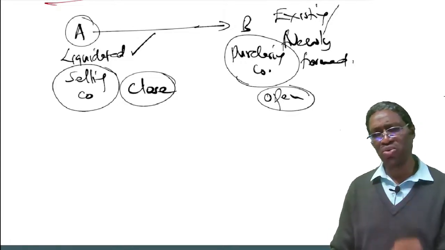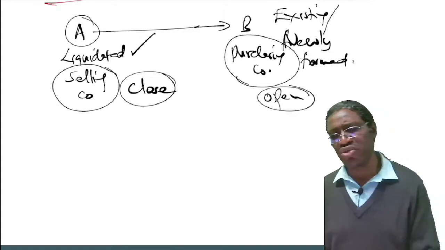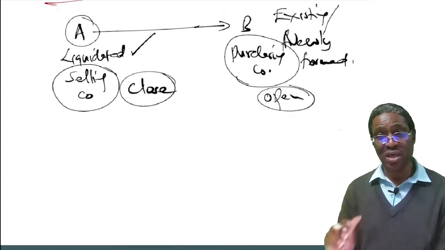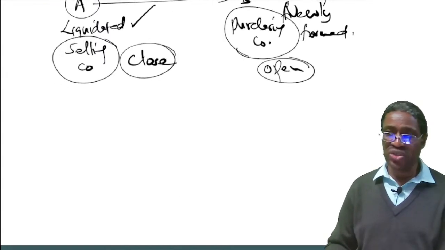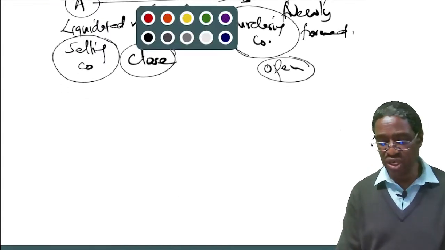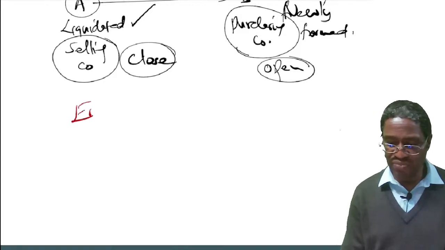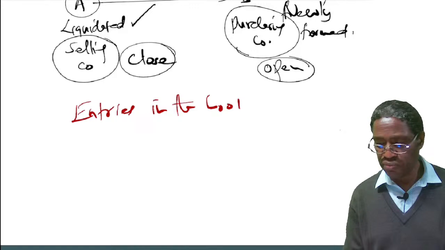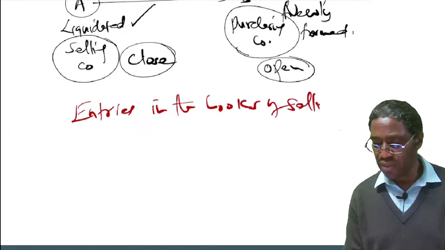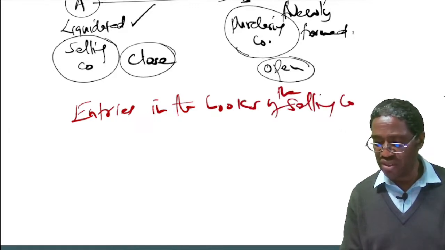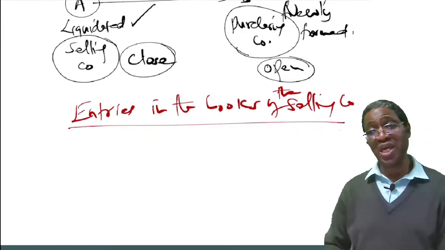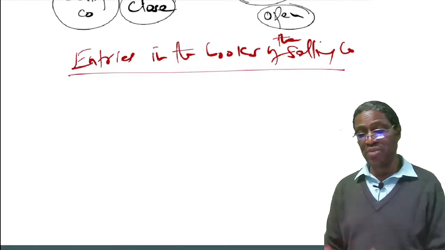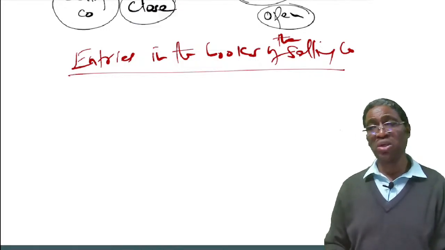So I want to introduce what are the accounting entries in the books of the selling company. Let me introduce them first before we write something down. So we want to discuss the entries in the books of the selling company. We are using company A as our selling company. They are selling their business to company B.